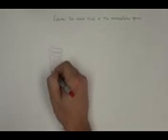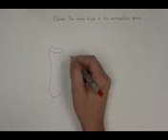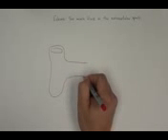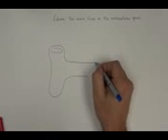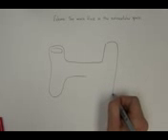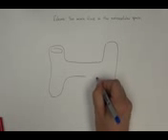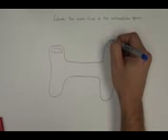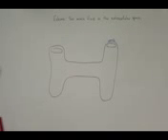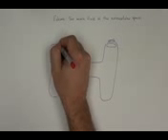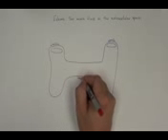An arteriole. And the venule. So this is our venule. This is the arteriole. This is a capillary in between.